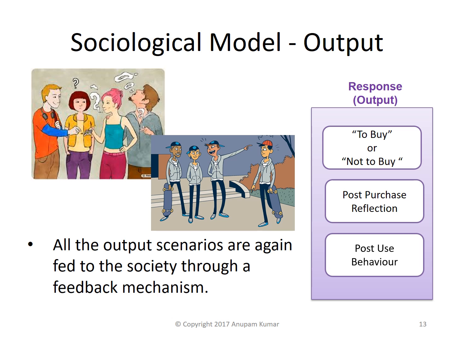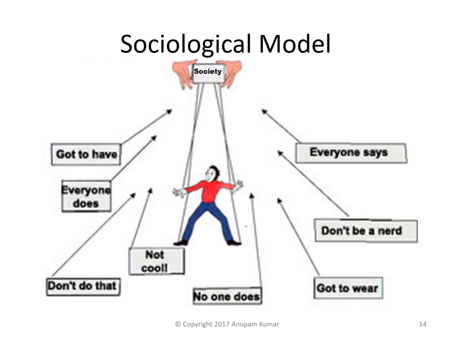The person who took the input, who processed the information, who showed a particular kind of output is exposed to the kind of feedback of the society on an instant basis. So the sociological model basically states that it is the society which controls an individual's behavior. The buying behavior of an individual thus is based on the parameters set by the society.